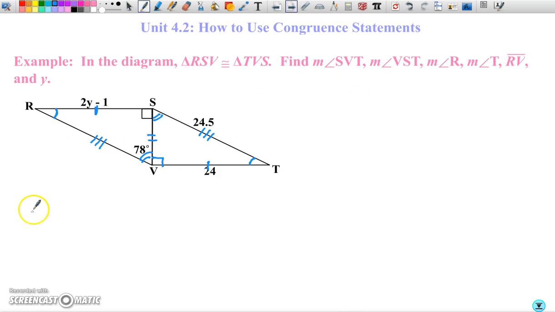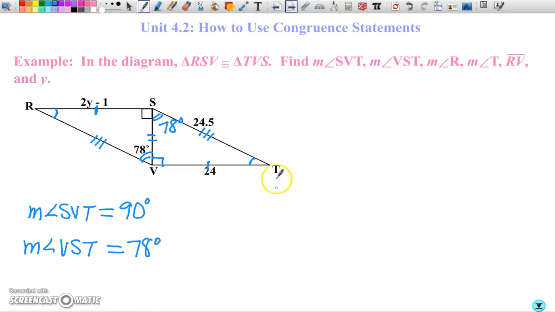Starting with the measure of angle SVT. So the measure of angle SVT right here, that is a 90-degree angle. Okay. Measure of angle VST. Well, if we're looking at this and the way that this is written, we know that this angle right here is congruent to that one right there. So that one is 78 degrees. The measure of angle R, well, if this is a 90-degree angle, then 78 plus this one has to equal 90. So that would be a 12-degree angle. The measure of angle T, well, T is congruent to R, or the fact that this is 78, so this has to be the same.